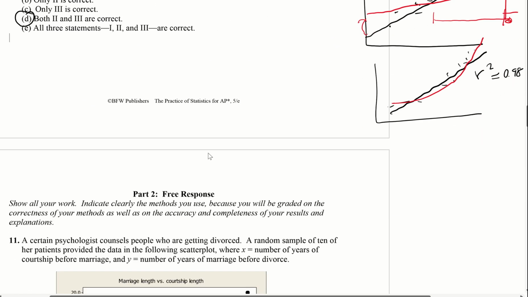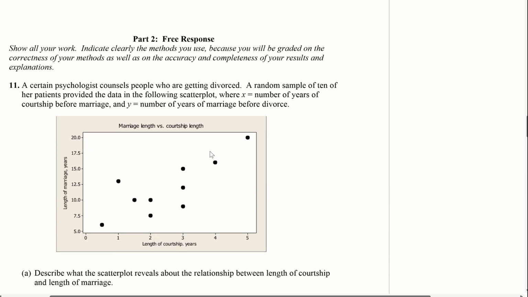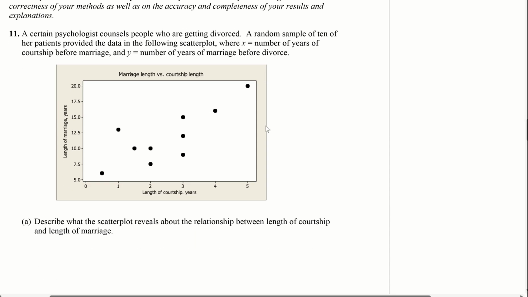All right, so this is going to do it for the multiple choice part. Now we're going to look at the free response. So part 2: a certain psychologist counsels people who are getting divorced. A random sample of 10 of her patients provided the data in the following scatter plot, where X is the number of years of courtship before marriage, and Y equals the number of years of marriage before divorce.